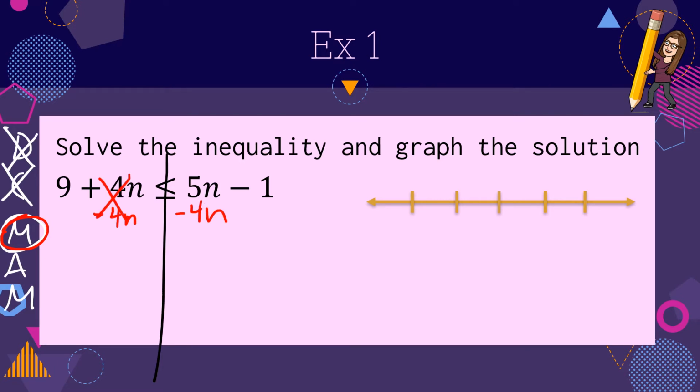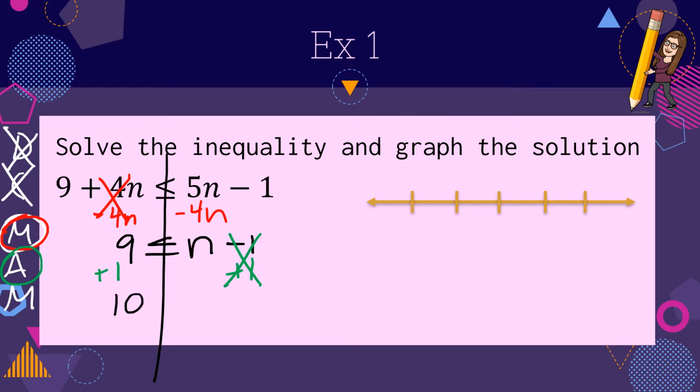Opposites go away. The 9 falls down. The symbol falls down. 5n's minus 4n's is 1n. And then the subtract 1 falls down. Next step is add or subtract. Do I want to move the 9 or the 1? Let's move the 1, right? Because if I move the 9, if I undo the 9, nothing's left, and that's no good.